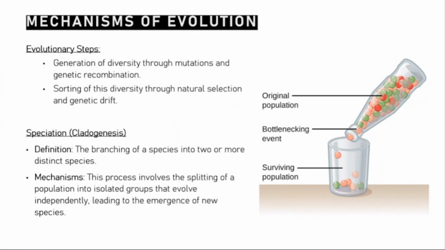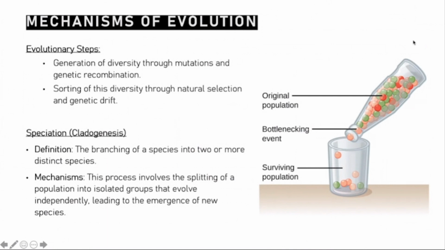Bottlenecking is when there's a population, and because of a circumstance like a disease breaking out, it reduces the number in the population, and the ones that do survive maybe have the genes to survive the disease. Exactly. So a very good example of what would cause genetic drift would be a bottlenecking event.